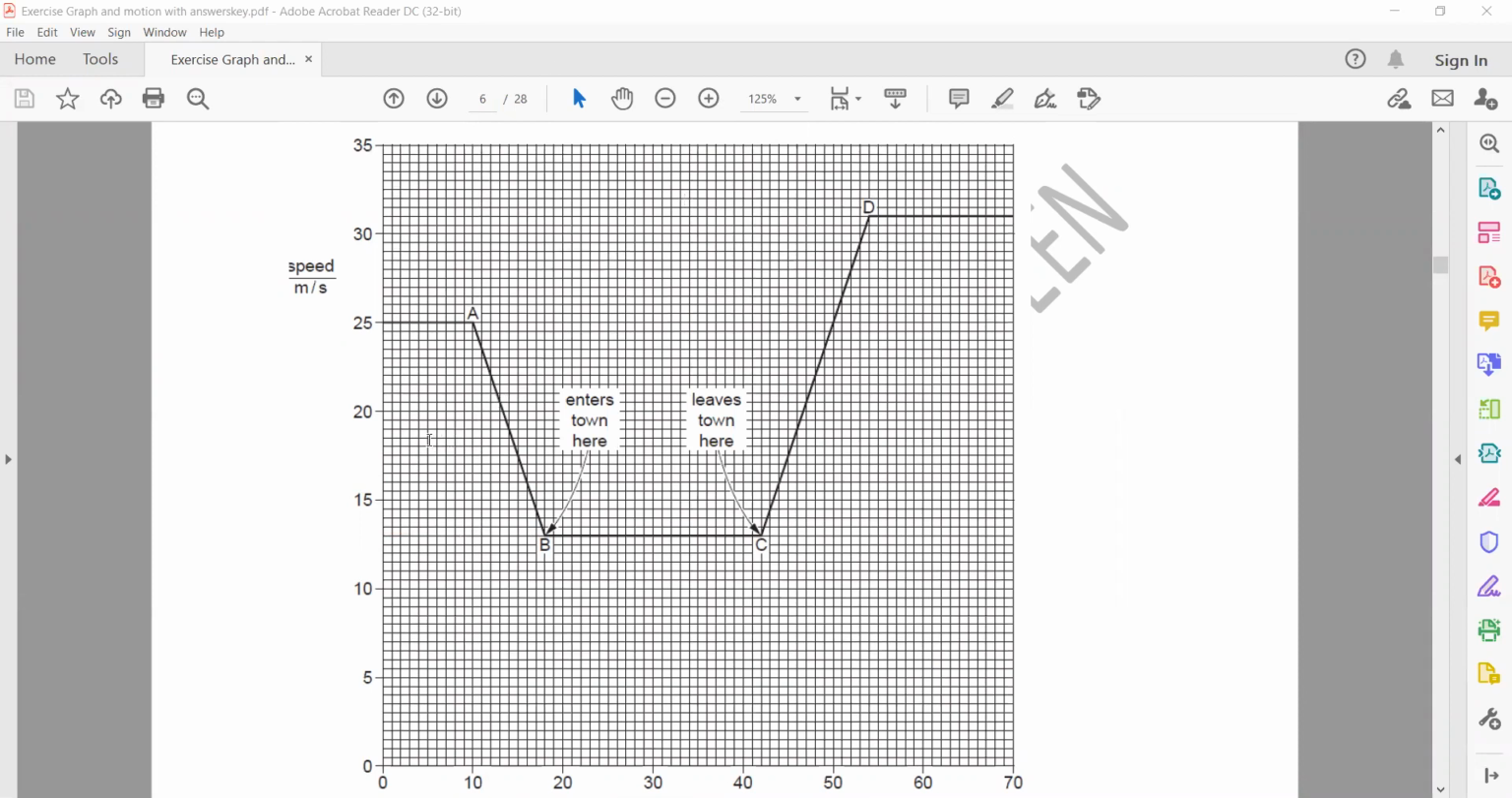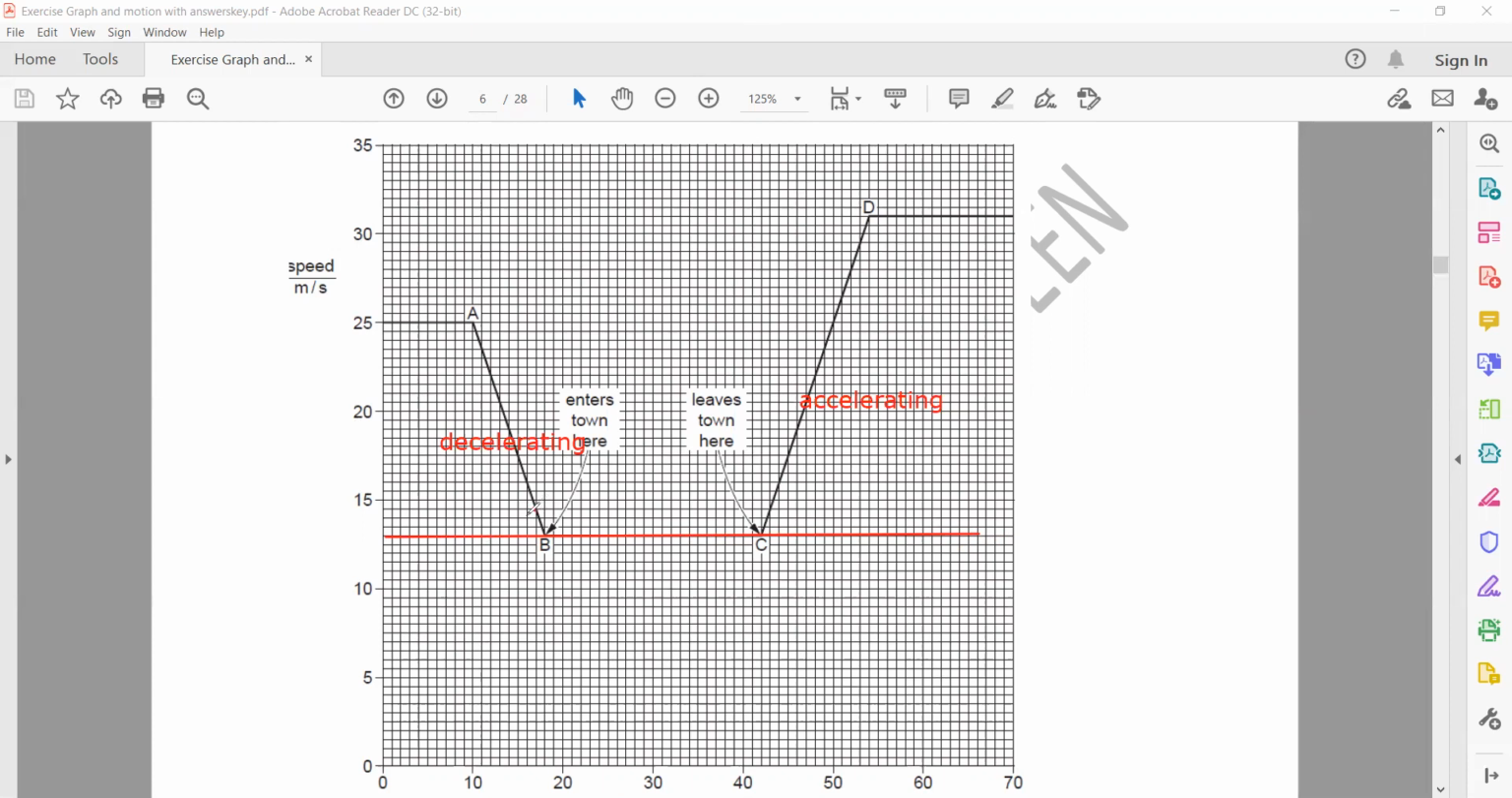From A to B, it is decelerating, and from C to D, it is accelerating. So how can we identify whether acceleration and deceleration have the same value? That's the question. If the slope or the angles are the same, like when we draw the x-axis here, if the angle, slope or gradients are the same, it means the acceleration and deceleration have the same value.